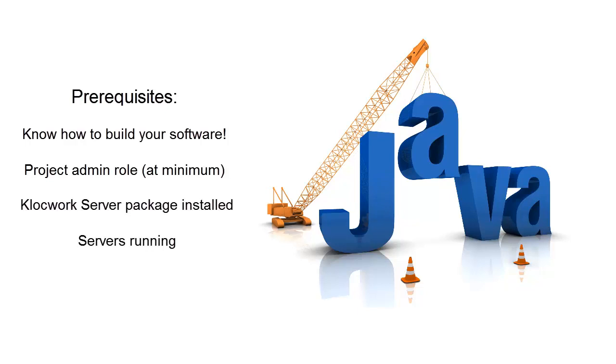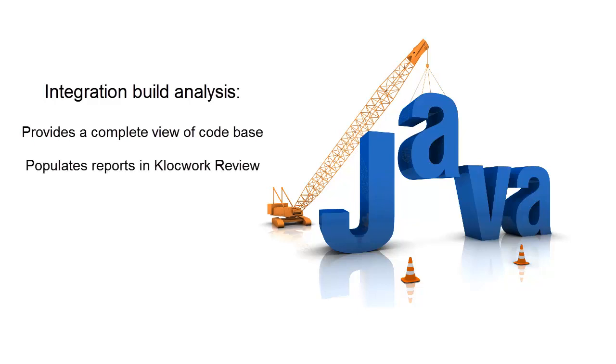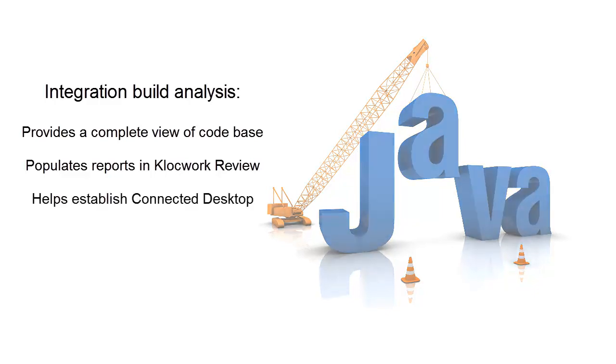We call the analysis of your regular software build an integration build analysis. An integration build analysis provides a view of the overall health of your codebase, populates reports with detected issues and metrics in Klocwork Review, and gives developers a project to connect their local projects to.